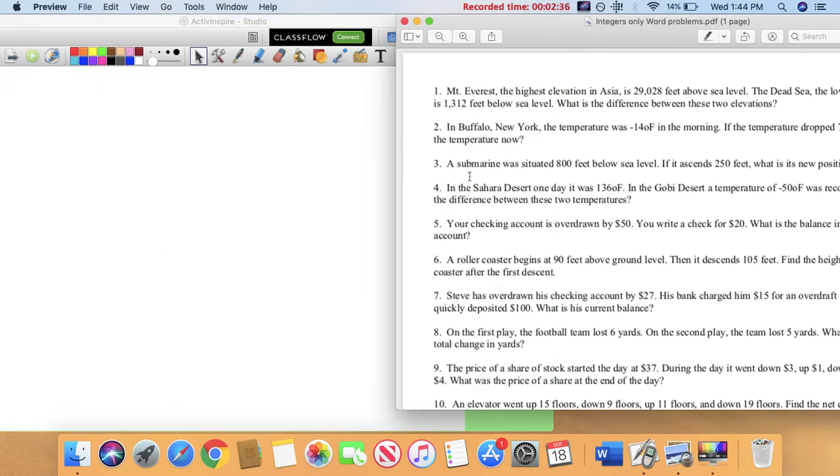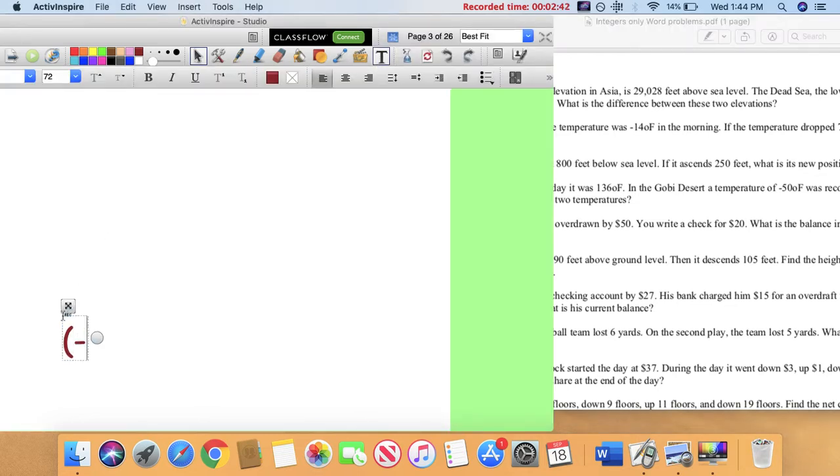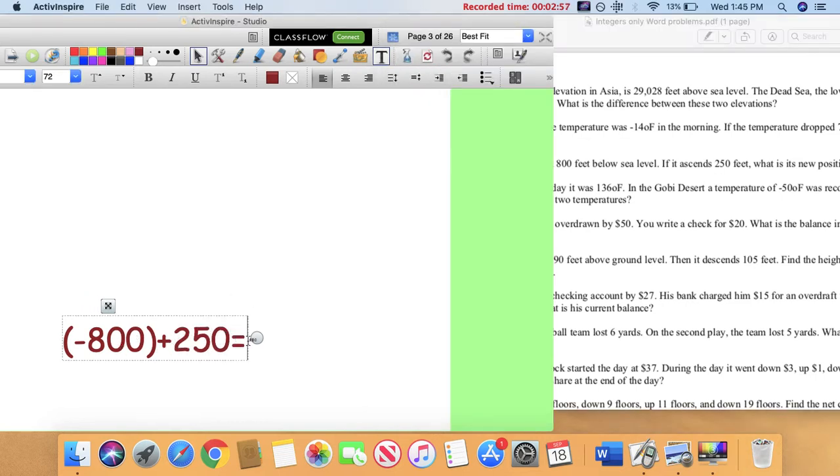Number 3, a submarine was 800 feet below water, so 800 feet is written as negative 800, to represent that it is underwater. Plus, we're going to use addition, and then it ascends, it goes up 250, so it's not negative 250, it's positive 250. That's our expression. We're still going to be underwater, it's just a matter that we're going to be a little bit closer to the surface. Negative 800 plus 250, well, the negatives are going to win because they have this much. When we're adding a positive and a negative integer, we actually subtract them, and we take the sign of the bigger number, which in this case is 800.